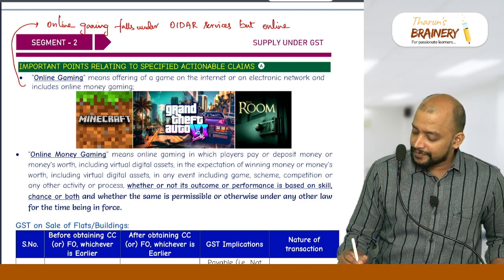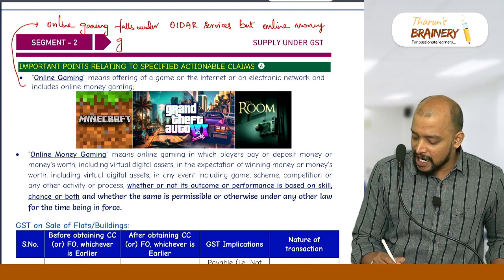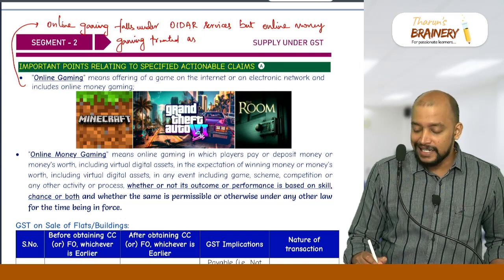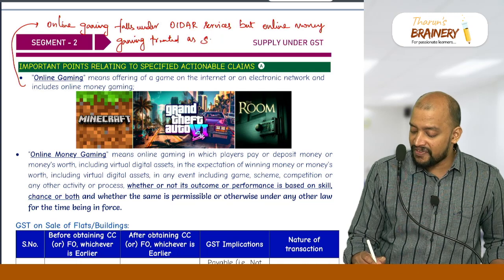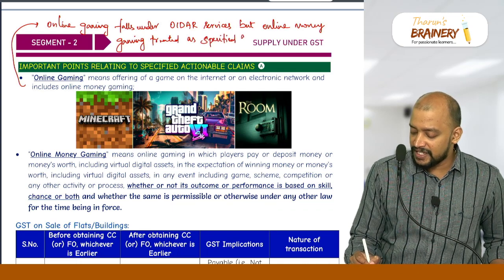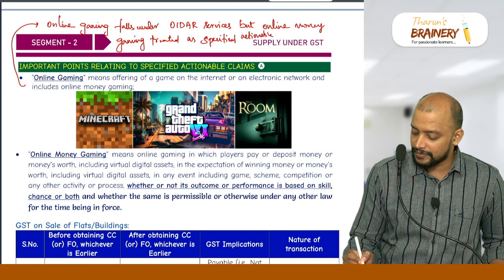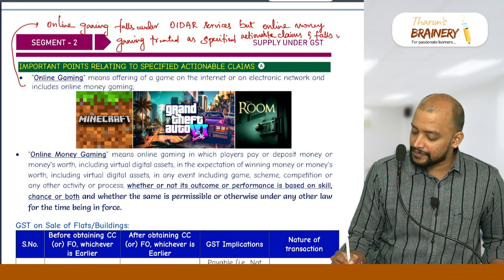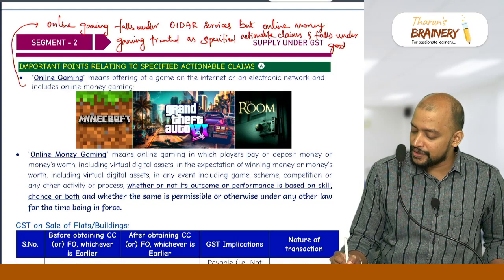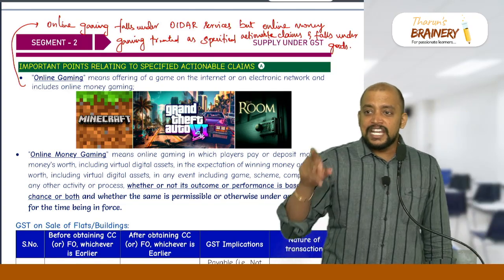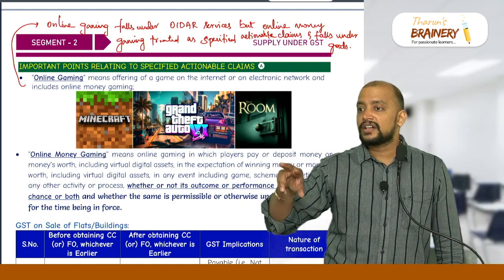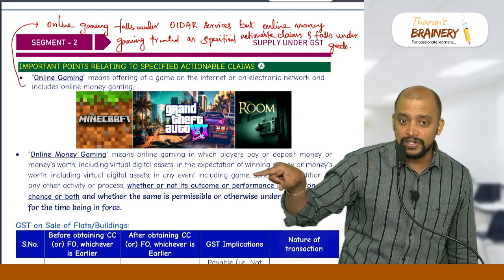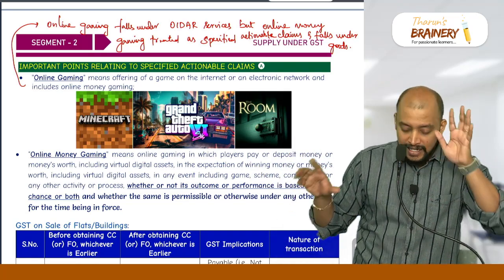But online money gaming is treated as what? Treated as specified actionable claims, and falls under goods. That's why I asked you to write. Online money gaming will be classified as goods or services? Goods. Online money gaming is classified as goods, but online gaming is classified as services.